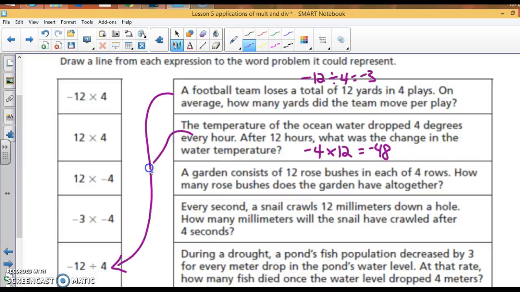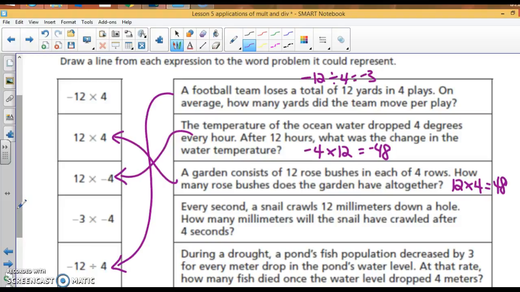times 12, right here. A garden consists of 12 rose bushes in each of 4 rows. How many does it have? So it's got 12 bushes in each of 4 rows. That's 12 times 4. It's got 48 bushes. Where is that? 12 times 4, right here.